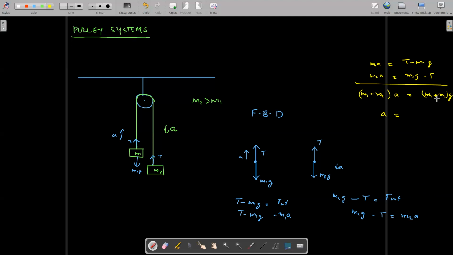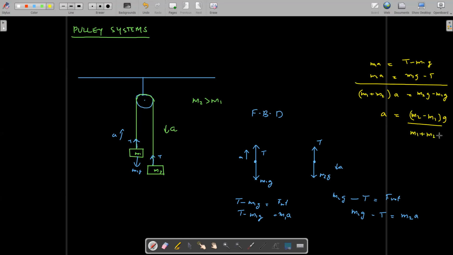Sorry, here there is a change. It will be m2g minus m1g. Yes, we are adding it. Sorry for that mistake. So this side will be m2g minus m1g. So acceleration will be m2 minus m1 into g divided by m1 plus m2.